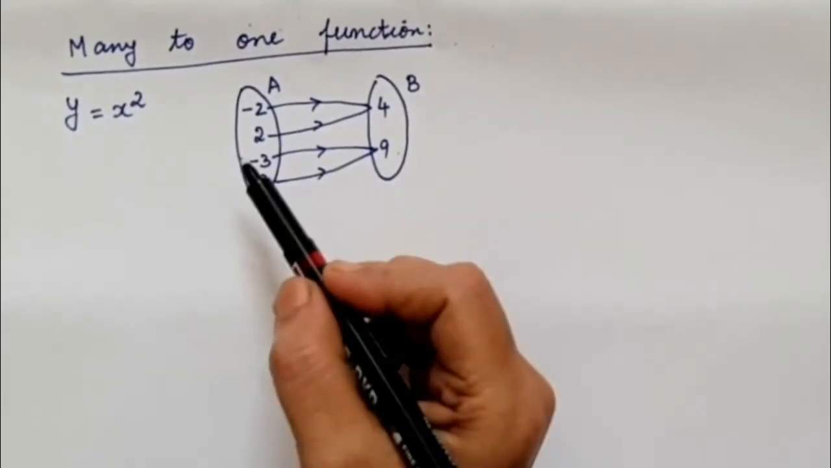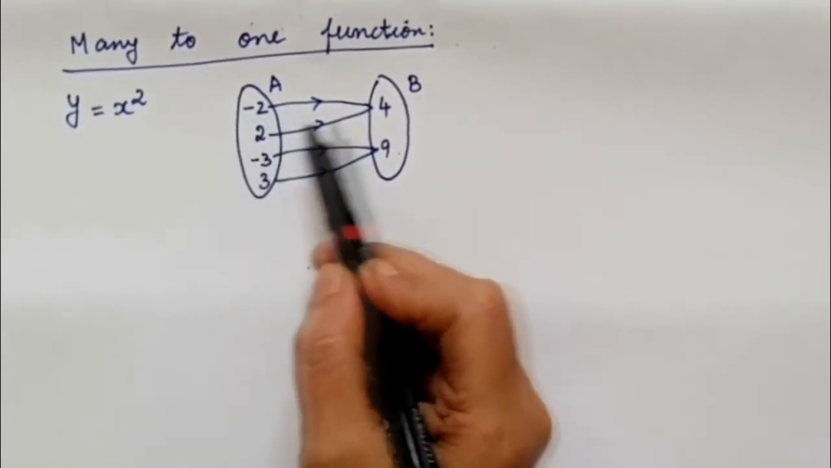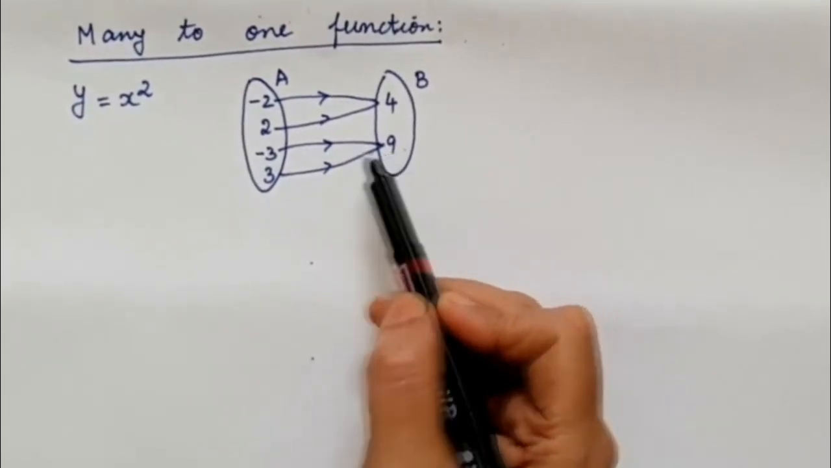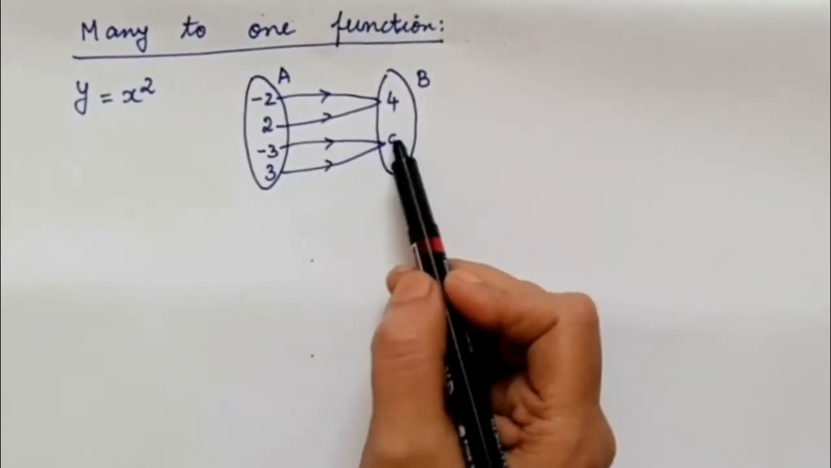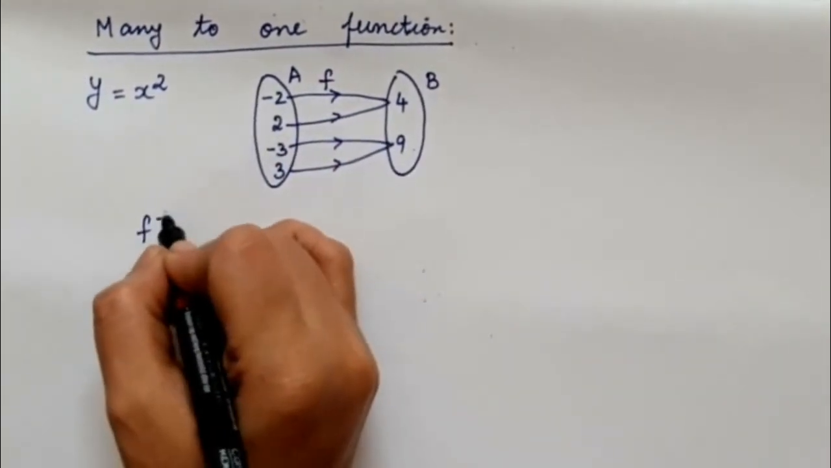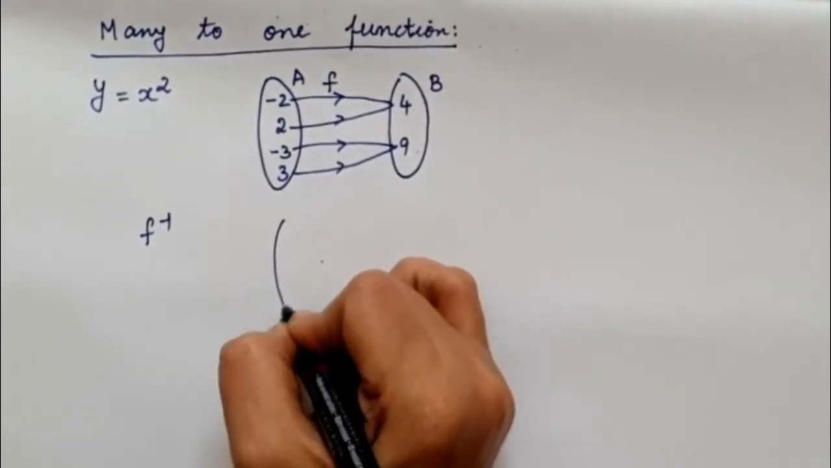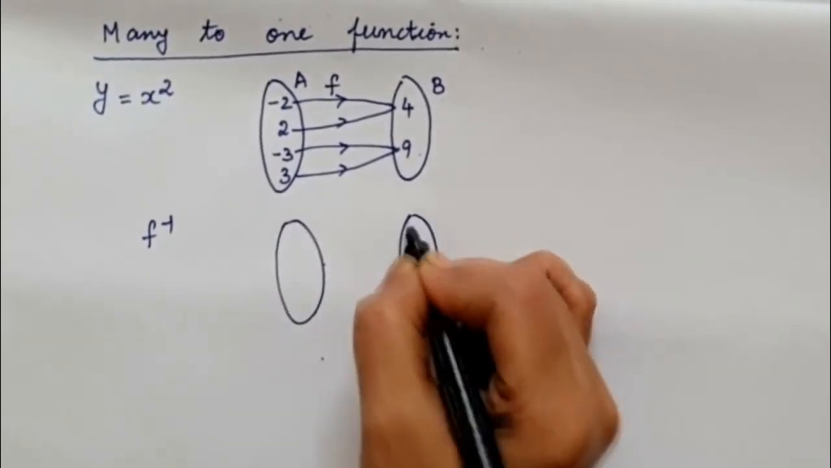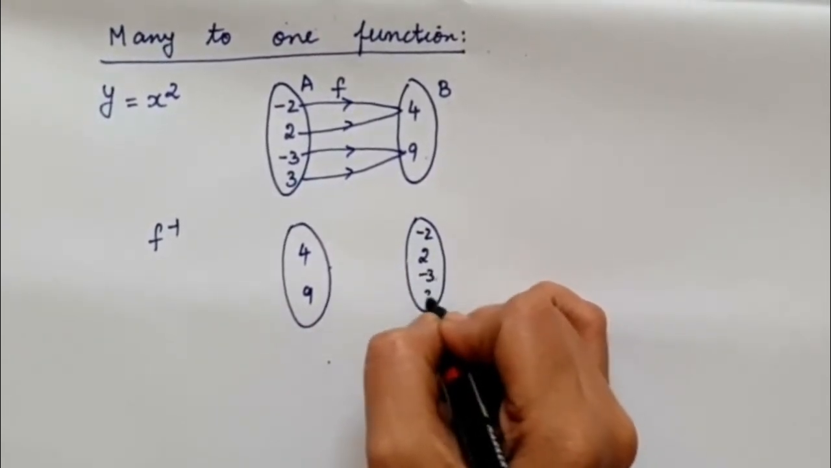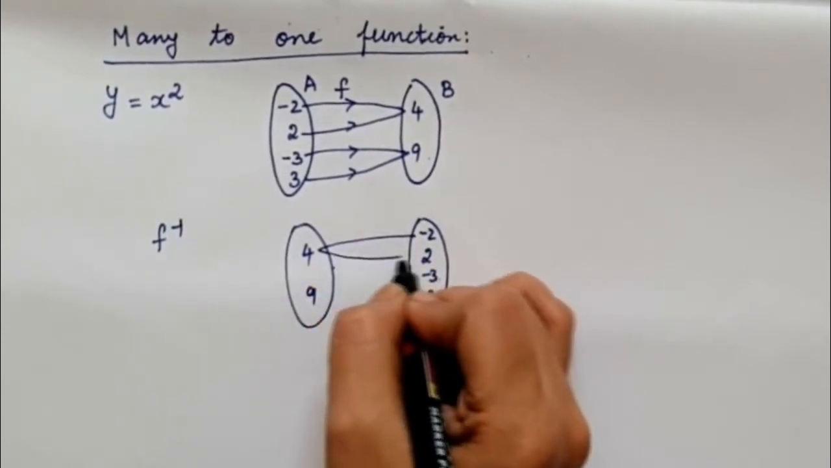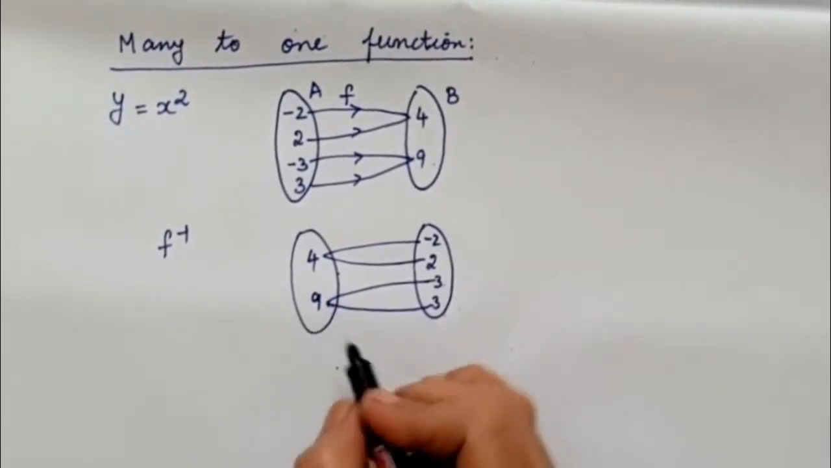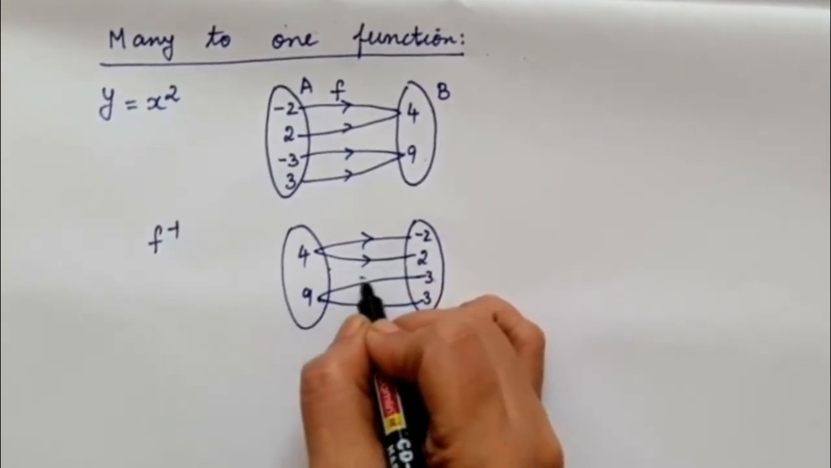Many-to-one function, that is y equal to x squared. So negative 2 and positive 2 will give us an image of 4. Negative 3 and positive 3 will give us an image of 9. And this is a many-to-one function, and we have seen that this is a function for f. Now let us check whether f inverse is a function. So now just reverse it and draw the figure. That is 4 and 9 over here, negative 2, 2 and negative 3 and 3. So 4 will be mapped onto these two and 9 will be mapped onto these two. So, is f inverse a function?